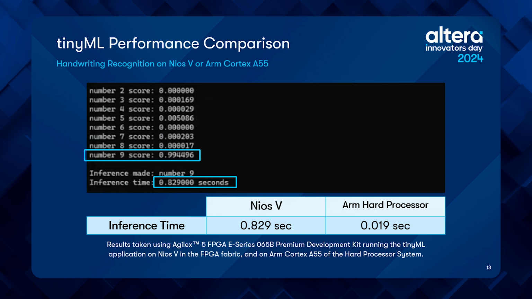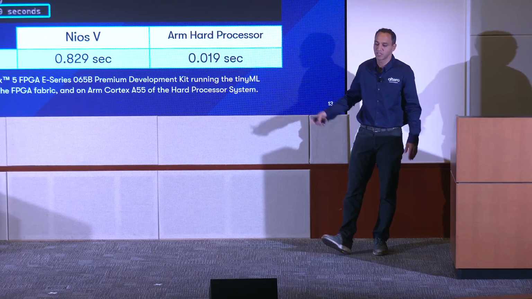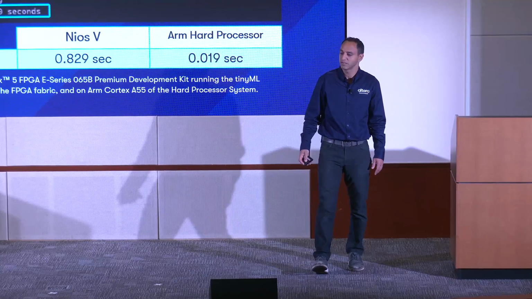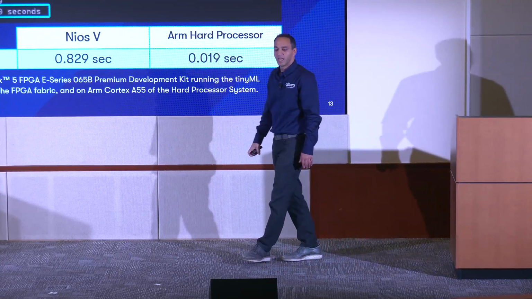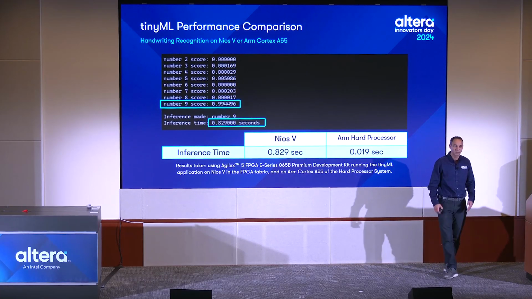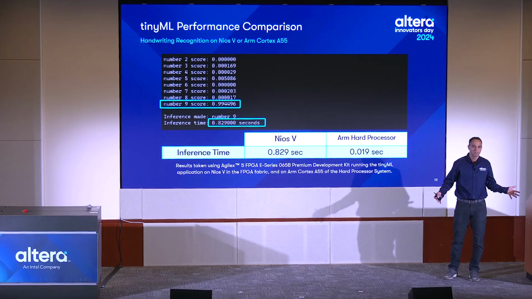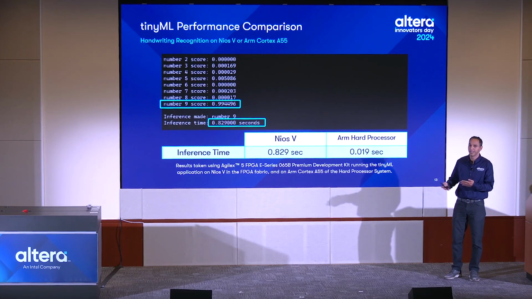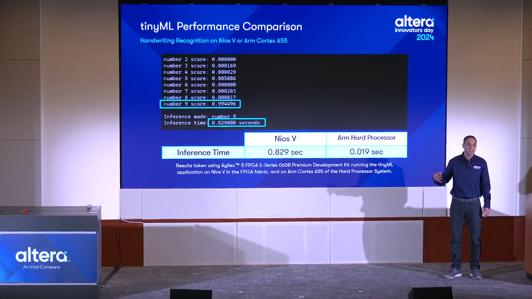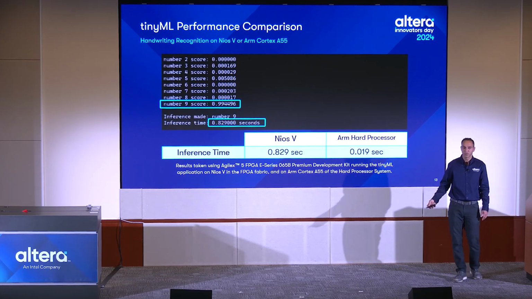Okay. On the Nios V, this takes a little bit under a second to run, 0.829 seconds. On the ARM hard processor, it's a much more capable application class processor. We can run the same application there. When we run it there, it runs in just 19 milliseconds, right? 0.019 seconds. Okay. If we want to run this on a Nios V and having it run in a little under a second is acceptable, great. Like, this was really simple. It's just software. It's easy to do. Great. That's a great option for us. If we need to speed it up and have it run faster, there are options for us.